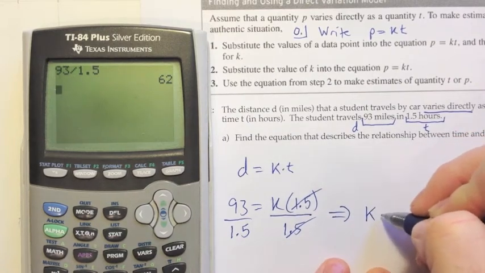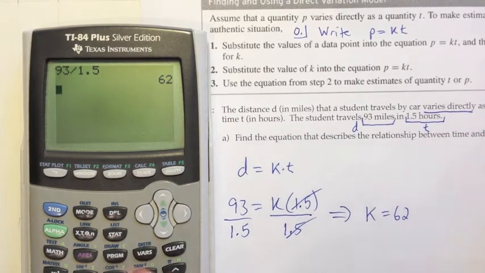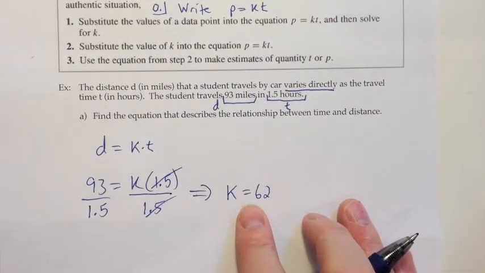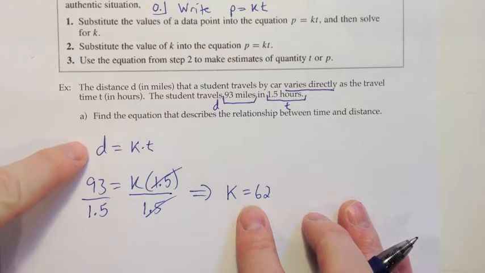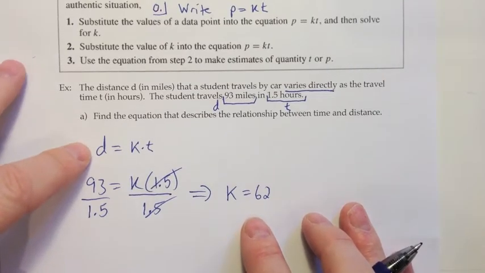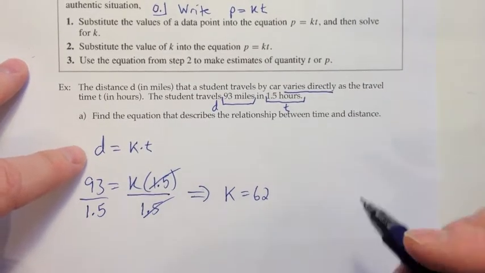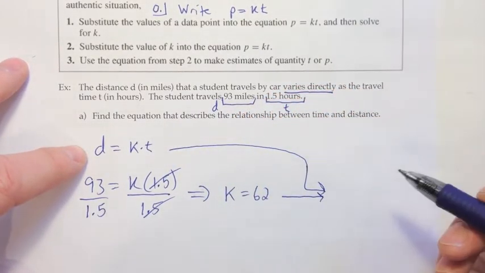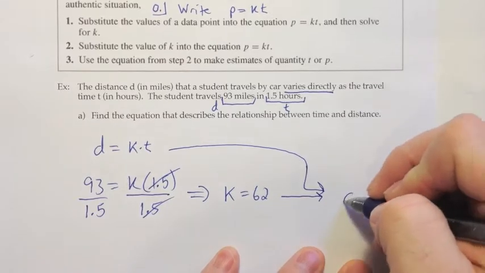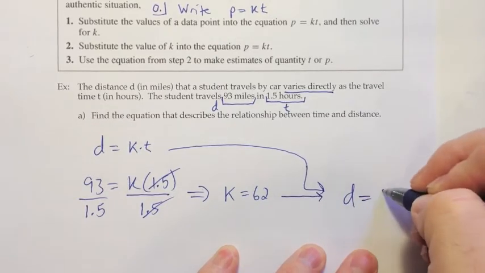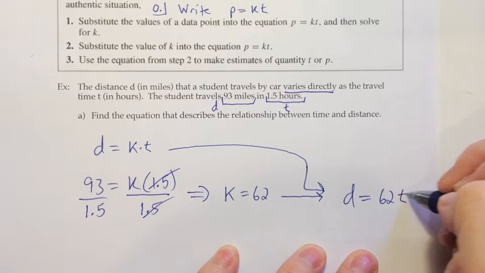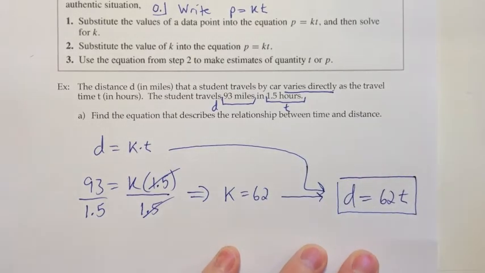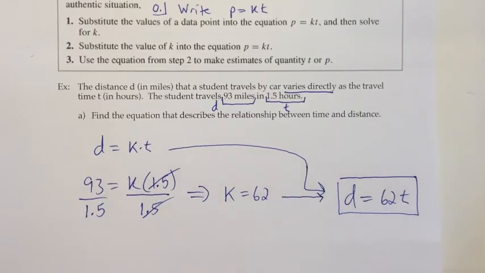We get k equals 62. And then they said to find the equation. This is not the equation. This is the equation. But to really consider that you found the equation, you have to have figured out the k and plug that in. So we take that equation we had already, and we take what we just learned that k was 62, and we plug that in, and we get d is equal to 62 times t, and that is the equation of variation that they're looking for that describes the relationship between the time and the distance.